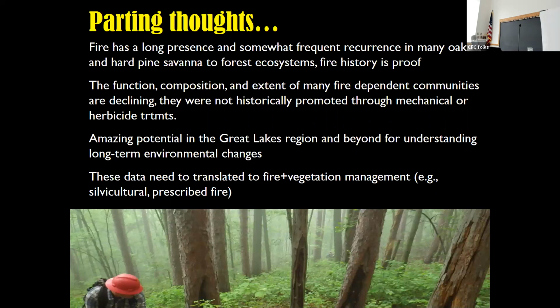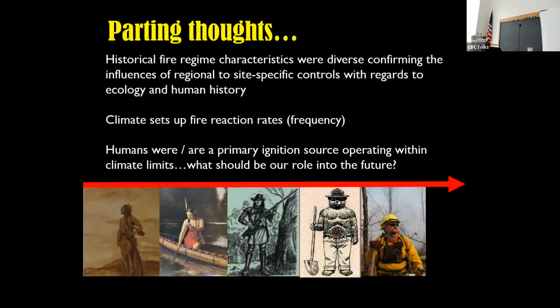Okay, so obviously there's amazing potential for understanding ecology of the Great Lakes, fire history, as well as the dynamics of vegetation and people. And I think there's a real need to kind of translate these data into some kind of hybrid of silviculture and fire management. Okay, and then historical fire regime characteristics were diverse, confirming those triangle charts that we have, with controls at regional scale all the way down to local scale. We have the data to show a degree of those controls at different scales.